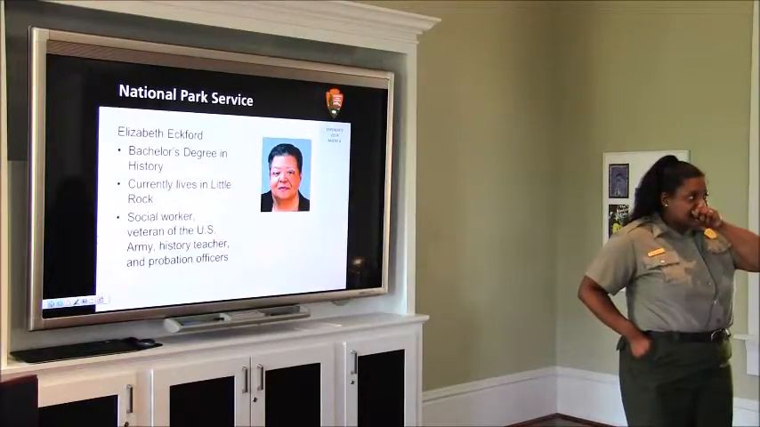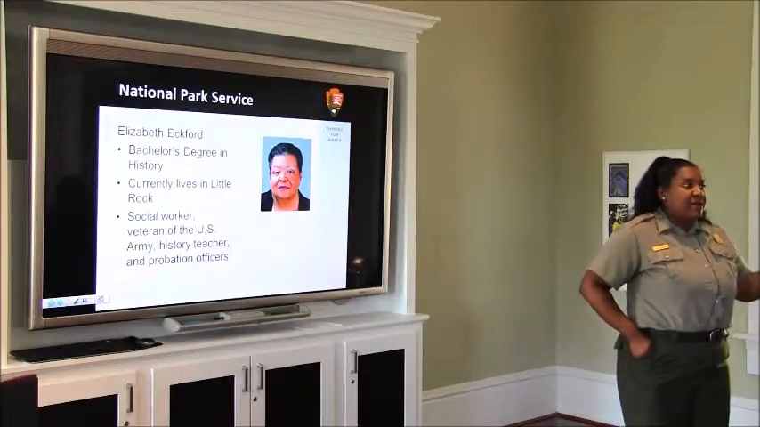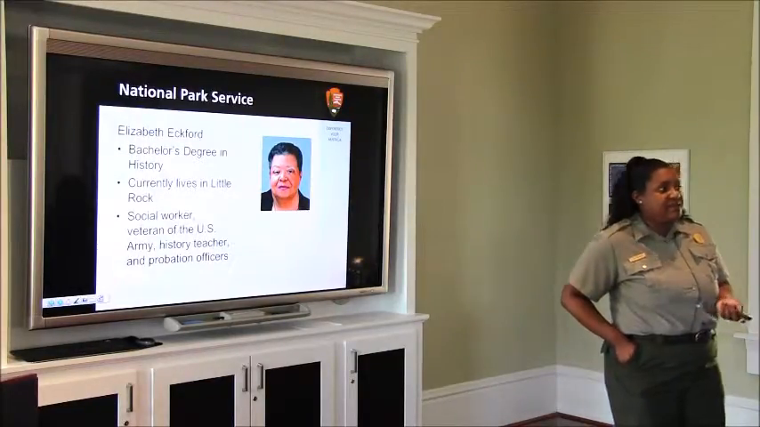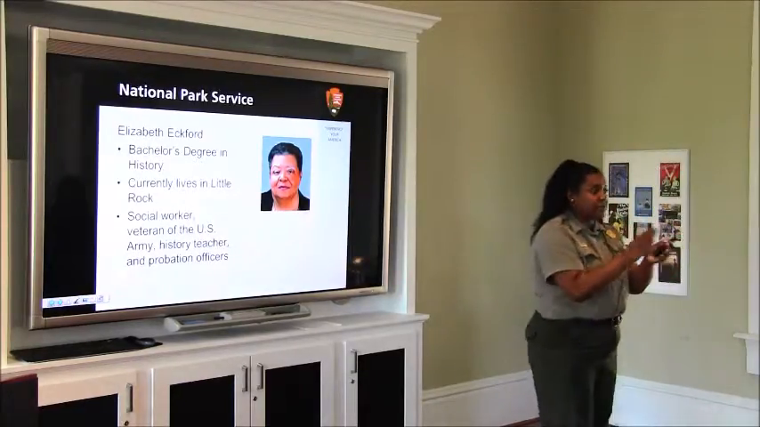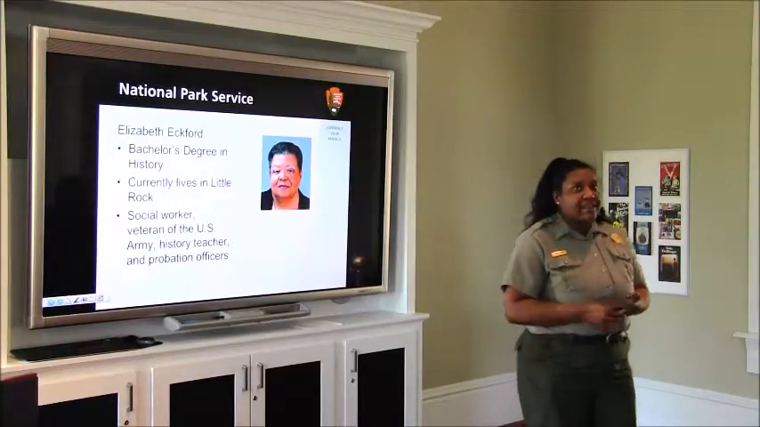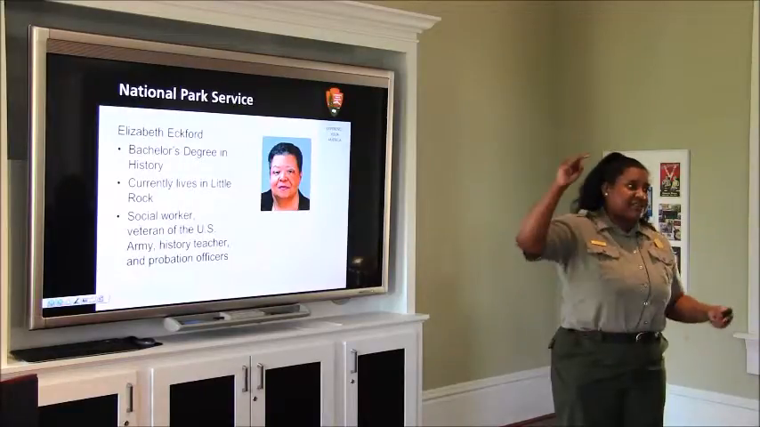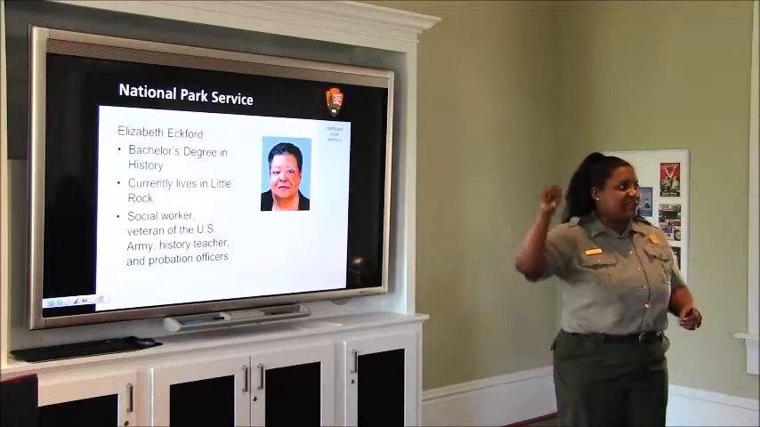Elizabeth Eckford, just like most people who experience traumatic events, has PTSD today. She doesn't do a lot of public speaking, and if she does, no loud noise, you can't clap and things like that. But one thing I'd like to point out about Elizabeth is people always want to ask her about that day when she shows up by herself. They're like, what happened? What's going on in your mind? What's going on that day?